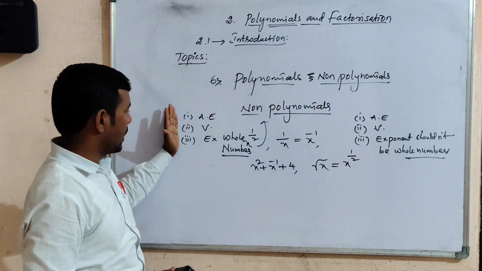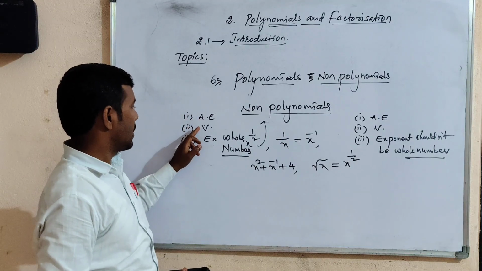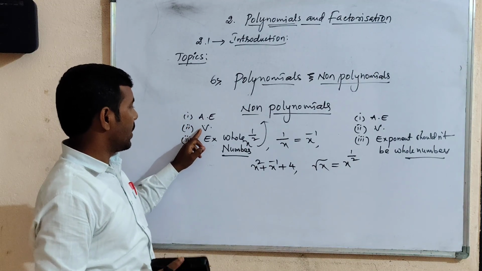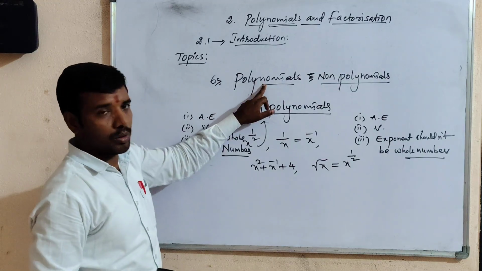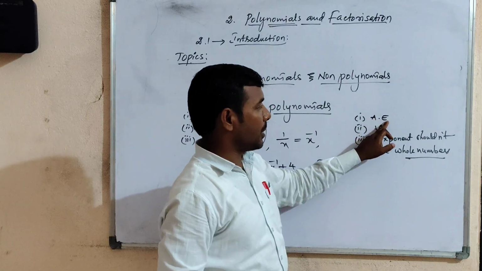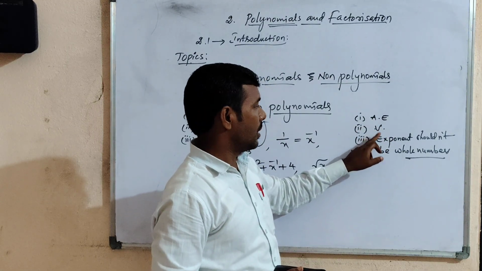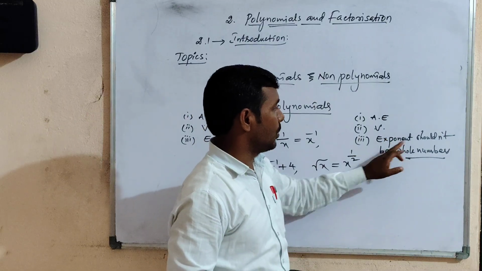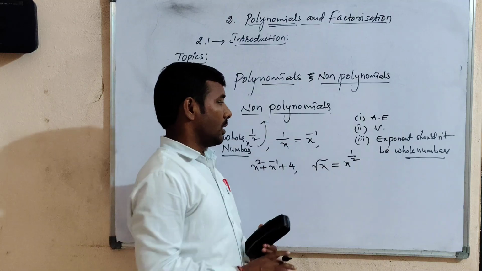On the polynomial side, these three cases are required. One, it should be an algebraic expression. It contains a variable. The variable's exponent should be a whole number. Then that is a polynomial. The non-polynomial conditions are that it should be an algebraic expression which contains a variable, and the exponents of the variable should not be whole numbers. Okay? Right.